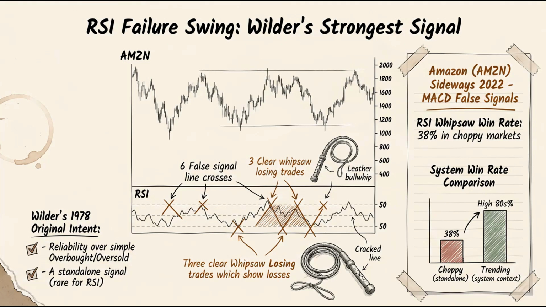Wells Wilder, the creator of the RSI, considered the failure swing his most reliable signal. It is more robust than simple overbought or oversold readings. A bullish failure swing has 4 distinct parts. The RSI drops below 30, bounces back above it, pulls back but stays above 30, and finally breaks above the prior peak. This pattern reveals that sellers have run out of steam. The fact that the second test fails to push the RSI back into oversold territory tells us that the selling pressure has effectively dried up.